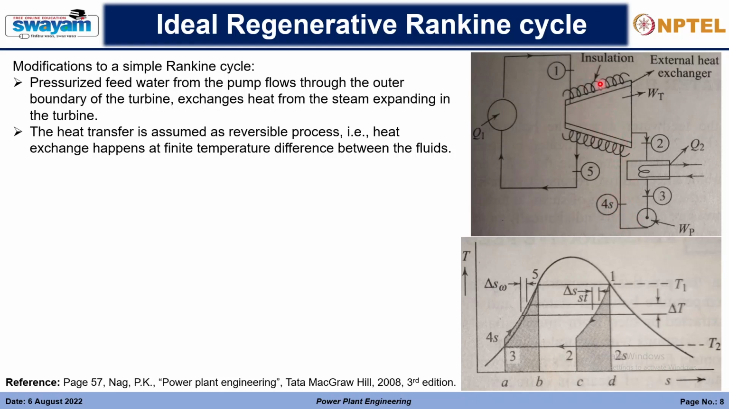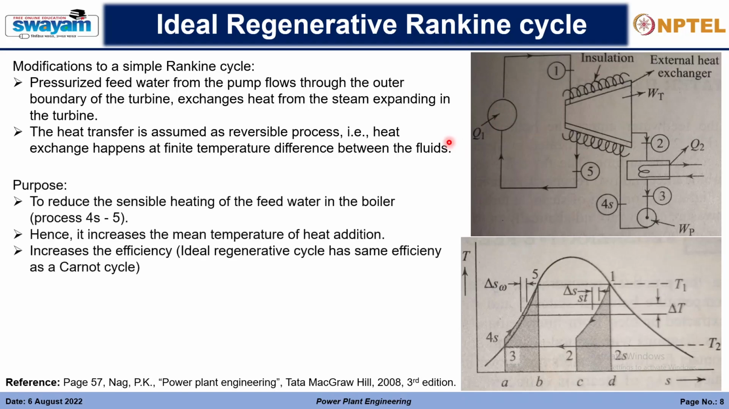So the heat of expansion is now being utilized by the feed water at this point. It is getting heated up sensibly to the saturated water condition, and the saturated water condition, that is state 5, is being supplied to this boiler. The purpose I have already explained: to reduce the sensible heating of the feed water by the boiler. So the boiler does not have to provide that heat to the feed water, right? Then it increases the mean temperature of heat addition.